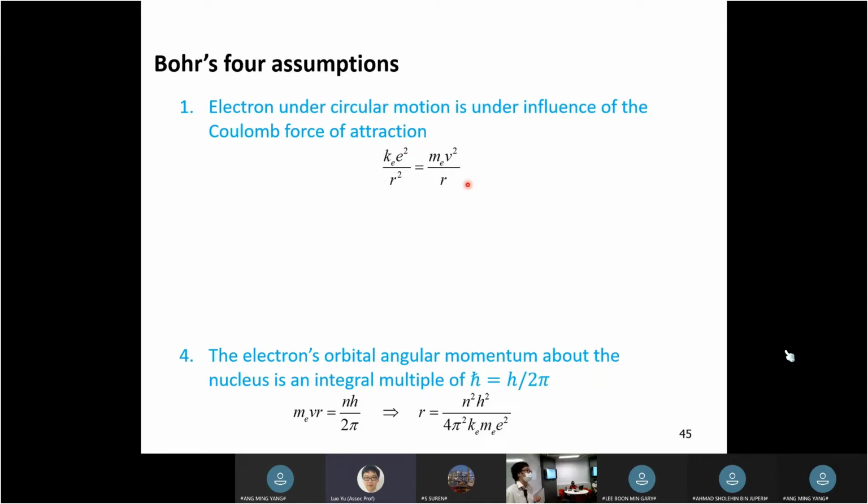The first one is that the central force is given by the Coulomb attraction. The second one is that the angular momentum is quantized, which means mv times r equals nh divided by 2 pi. So if the question asks you to calculate the quantized radius, quantized velocity, or quantized wavelength of the electron, anything related to the electron, you need to apply Bohr's first and second assumptions. So use these two formulas, which are related to the property of the electron.